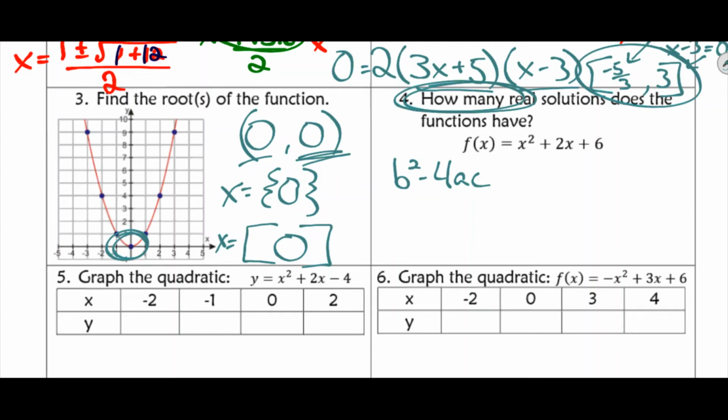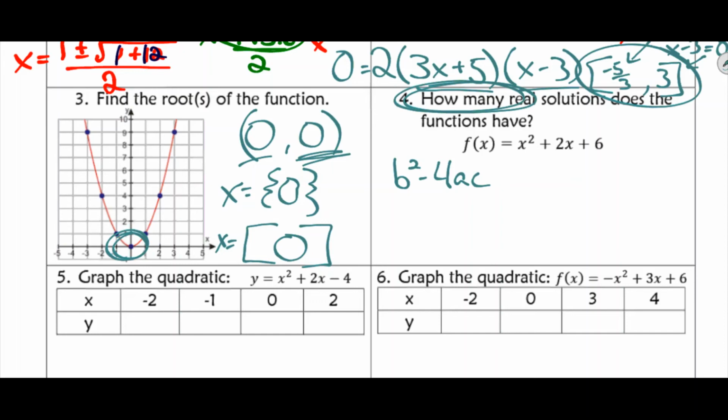The discriminant, if it's positive, you have 2 solutions, 2 real solutions. If it's negative, you have no real solutions, and if it's 0, you have 1 real solution. So this is an easy way to check to see if you're going to be able to find solutions, and it's really just the part that's underneath the square root symbol, which is why a negative would give us imaginary solutions. You can't take the square root of a negative right now.